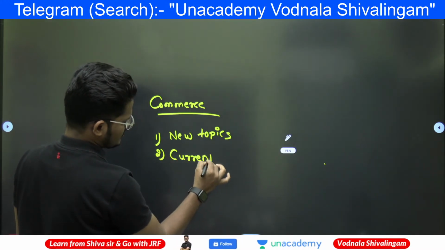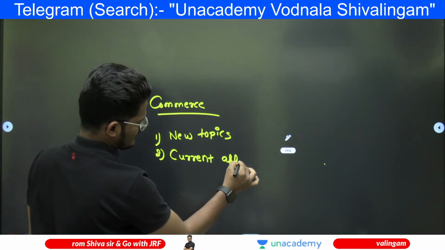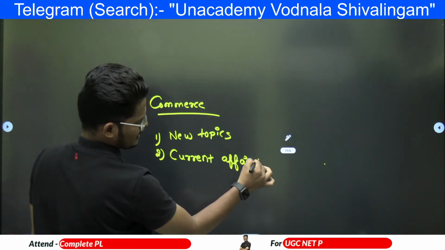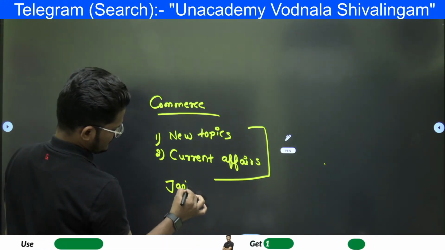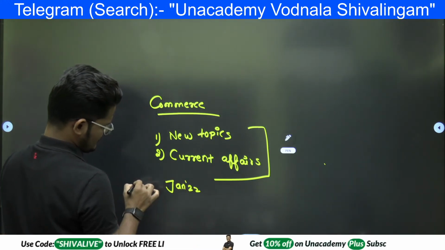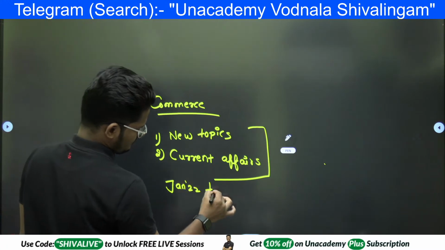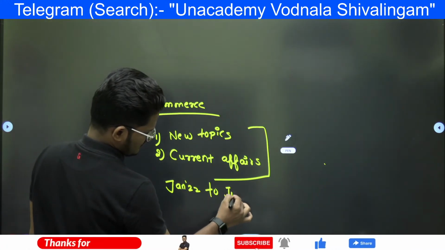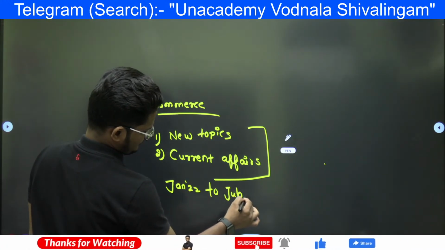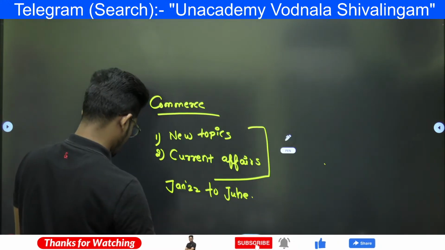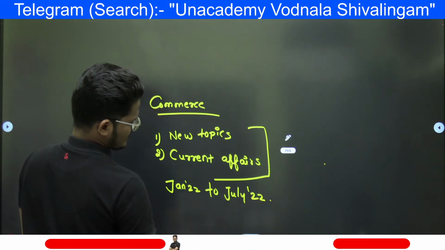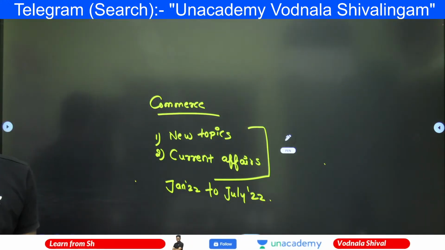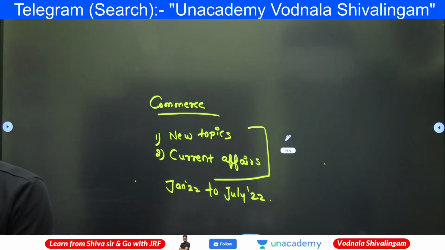These are the two things which I wanted to cover first, because revision you can do. These are at a stretch from January 2022, or if possible November 2021, to June or July. June preferably, or July also we can go, because in August they are conducting the exam. Till July 2022 we can have the current affairs of commerce. That is what I am planning.